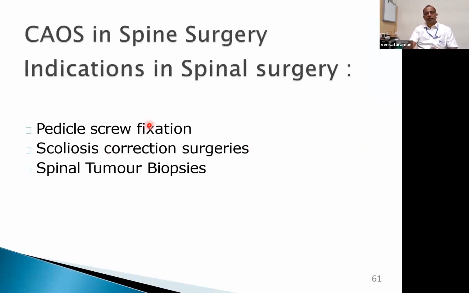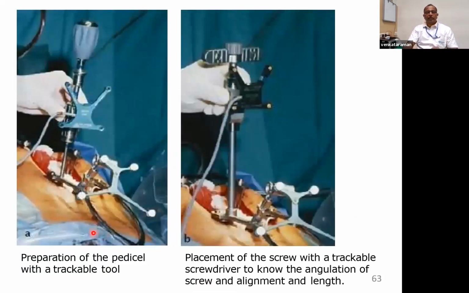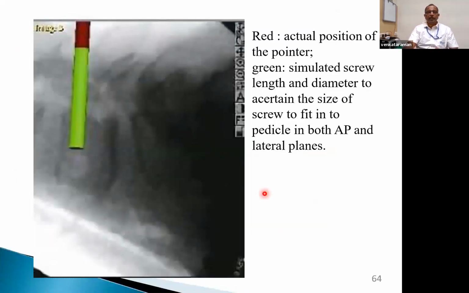Next, in spine surgeries, commonly these three surgeries we used: pedicle screws, scoliosis correction, and tumor surgeries. Again, a spine surgery in progress where we have put the fixed tracker on the spinous process, and the surgeon's handheld instrument probe is pointing the entry point for the screw. So with this, and not only the screw placement, actually, we can drive the screw inside using the help of these trackers. That is what we are doing here.